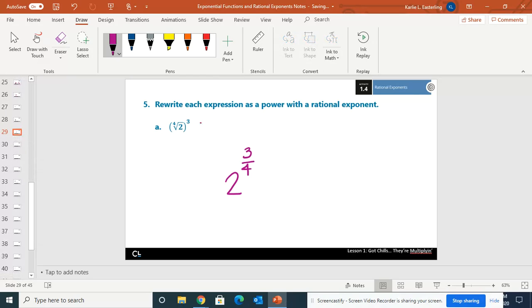If I would have written this problem out, it would have been the 4th root of 2 cubed. Again, that 3 is the exponent, so it's going to go on the top, and the 4 is with the root, so that goes on the bottom.